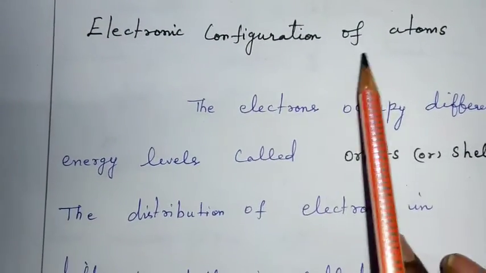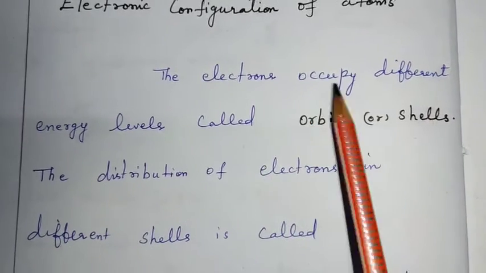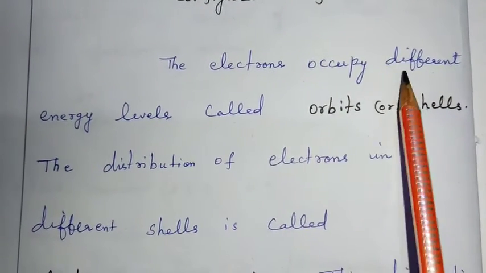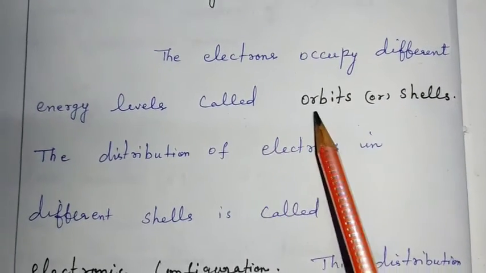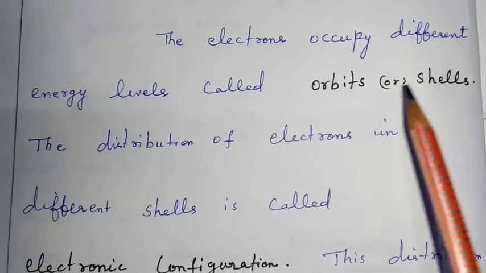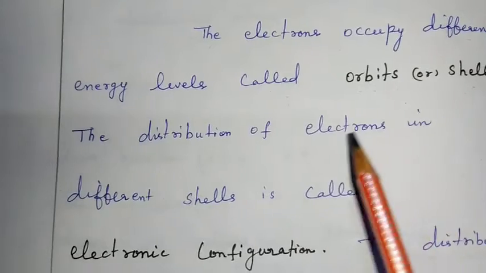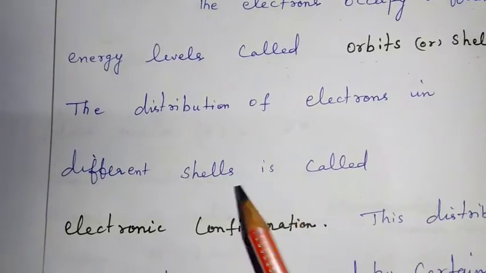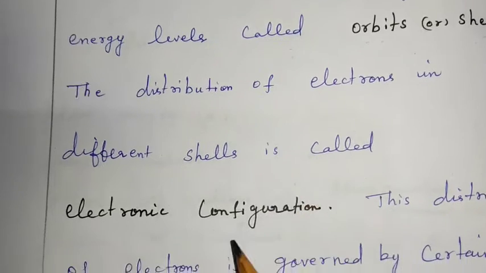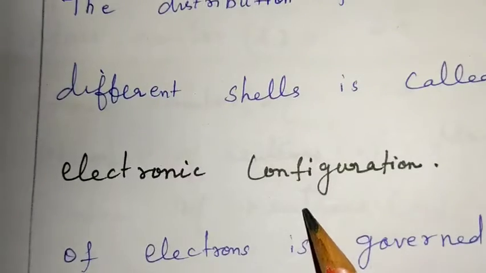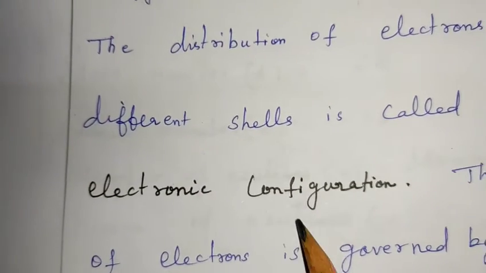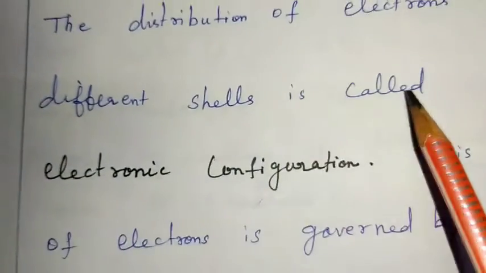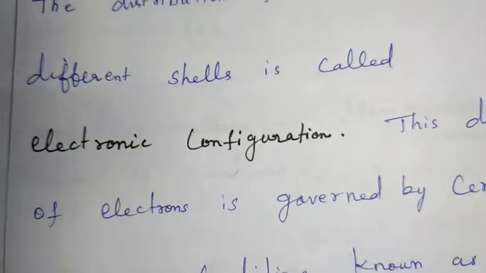Electronic configuration of atoms. The electrons occupy different energy levels. We can say orbits or shells. Already you learned in Bohr's model of atom. The distribution of electrons in different shells is called electronic configuration. What is meant by electronic configuration? The distribution of electrons in different shells is called electronic configuration.